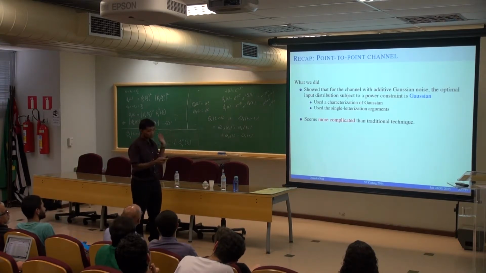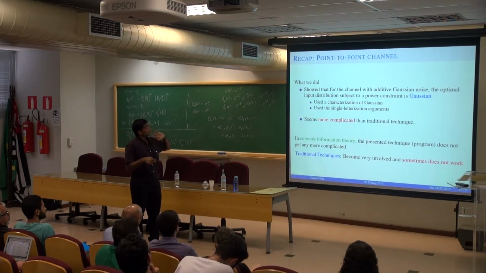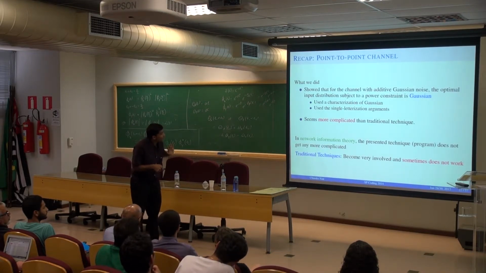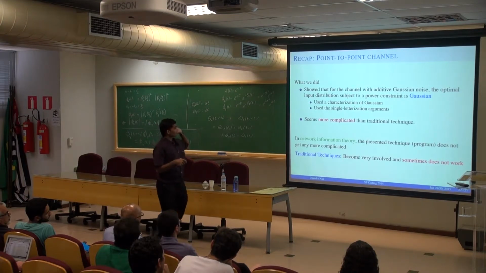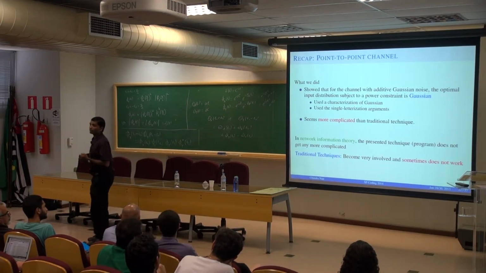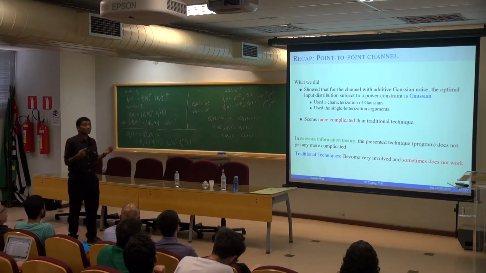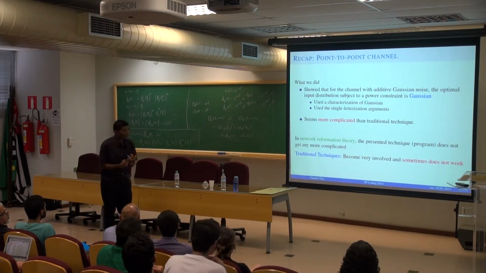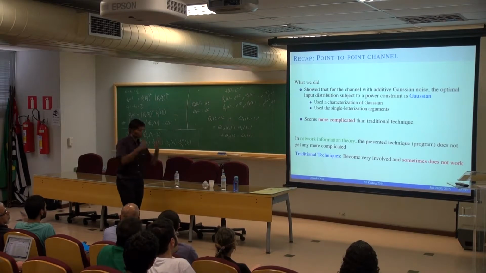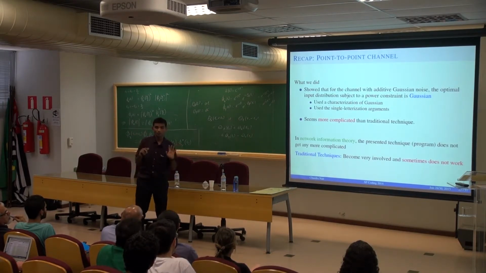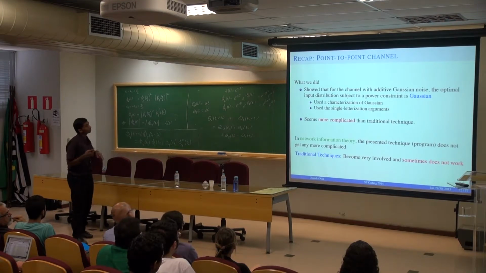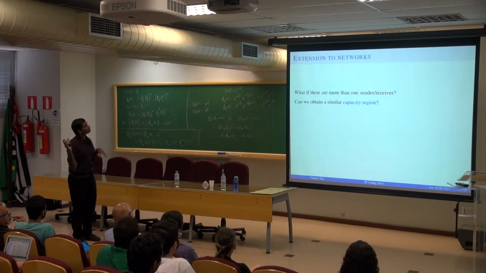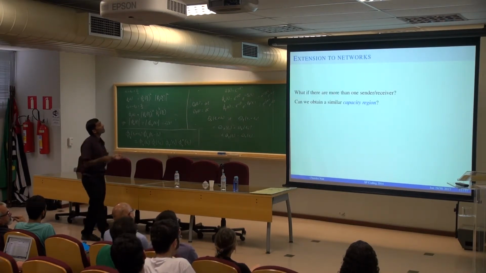But the main thing is, in multi-user information theory, this technique doesn't get any more complicated, whereas the traditional techniques become very involved. They involve the entropy power inequality and other techniques, and sometimes don't work. This technique works in all the cases where traditional techniques work, and in some cases where they don't. So this is at least as powerful as the traditional techniques.